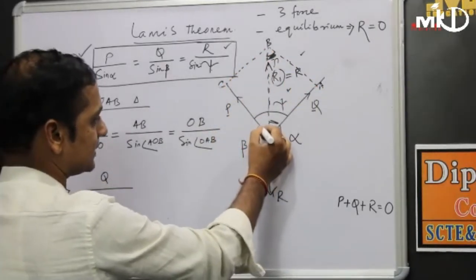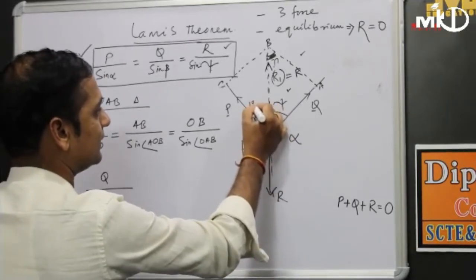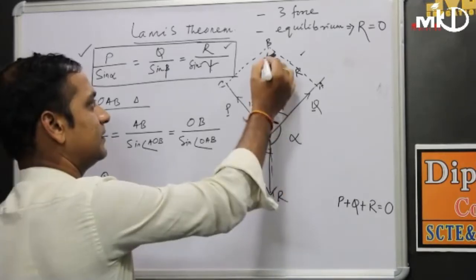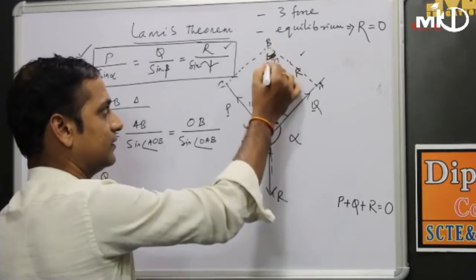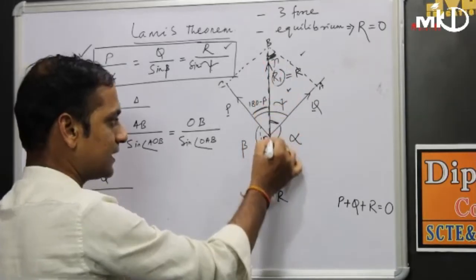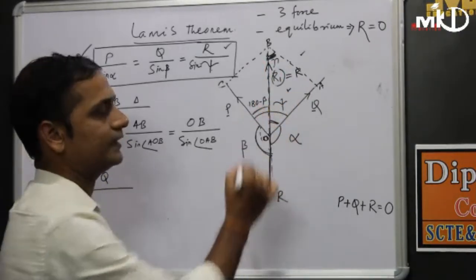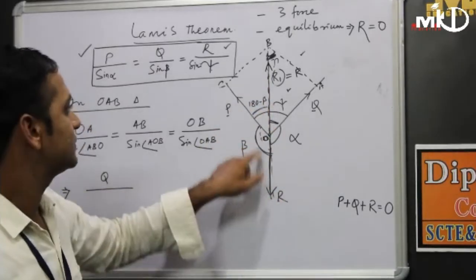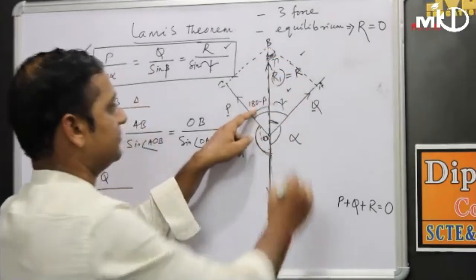Then if this angle is beta, then this angle is equal to 180 minus beta. Why 180 minus beta? Now from the concept we know that this is nothing but a straight line, a collinear line. So if that is a straight line and this angle is beta, then this angle is equal to 180 minus beta, because the total angle is equal to 180. So if this is 180 minus beta, then this angle is also 180 minus beta.